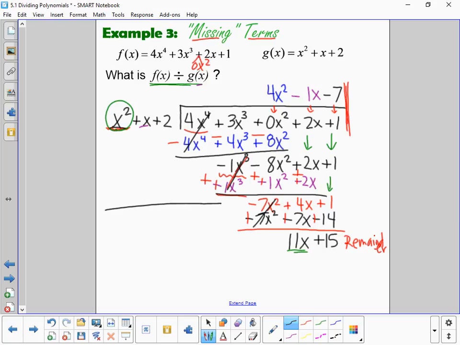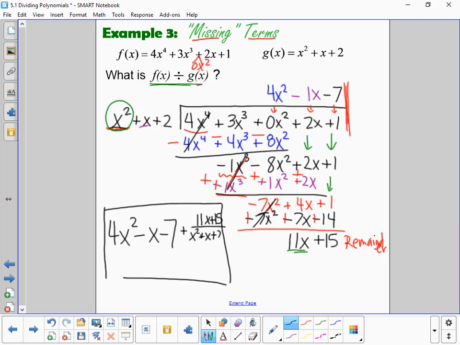So our solution, I'll write it over here, is 4x squared minus x minus 7. And our remainder is an 11x plus 15. And I put that over the divisor, x squared plus x plus 2. Sorry, that got a little cramped. And that is our answer, our full answer.